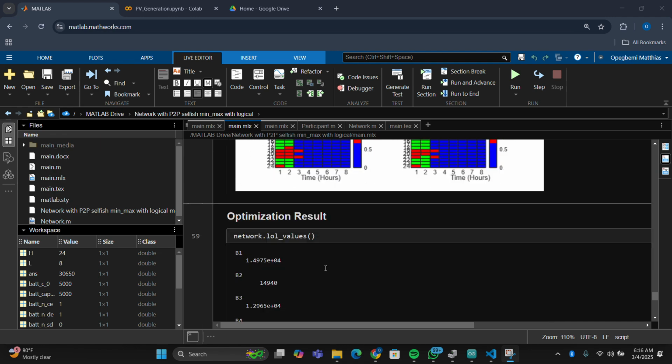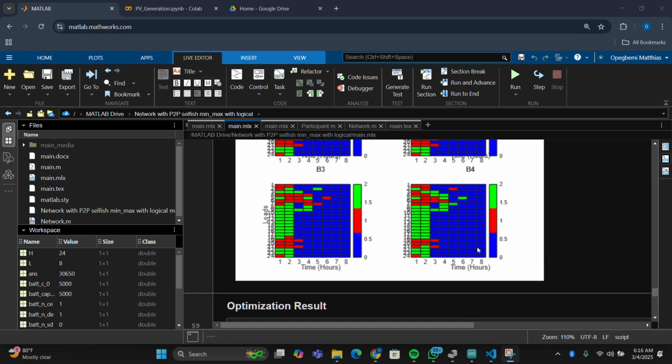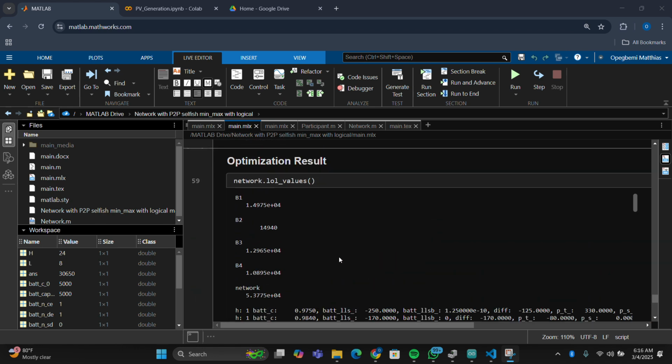The same setup for the participants and network. So let's go to the result. We can see that now the B1 setup has more red than the selfless case, because the others that have excess energy are now prioritizing themselves before selling. Across the board, B4 now has the least red, but not by much compared to the selfless case. The loss of load increases to 53%, not too much.